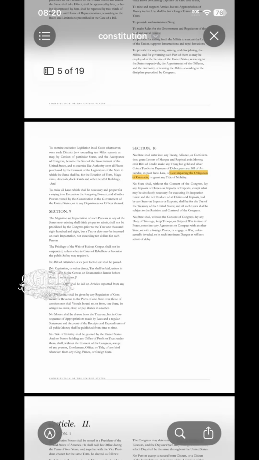Which article and section talks about the people having the obligation to contract with one another? The government can incur contracts. That's Article 1, Section 10. Yes. Are we sure? Correct. All right, there we go.